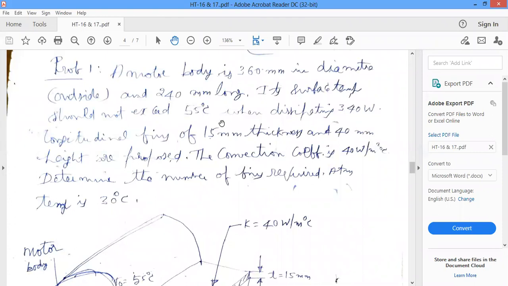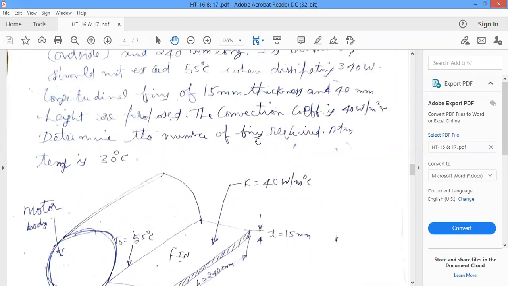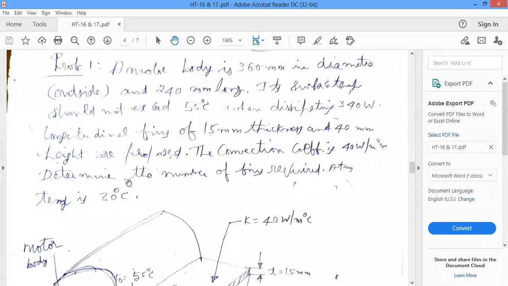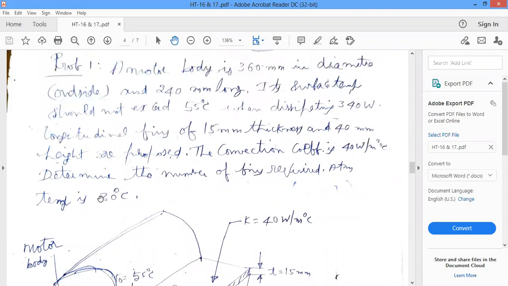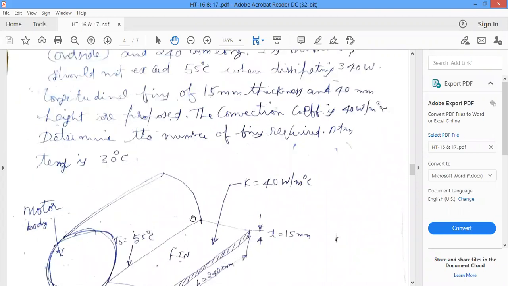Read the problem, all of you. A motor body is 360 mm in diameter. The diameter of this motor or shaft is 360 mm outside diameter. Outside means outside diameter, and 240 mm long.